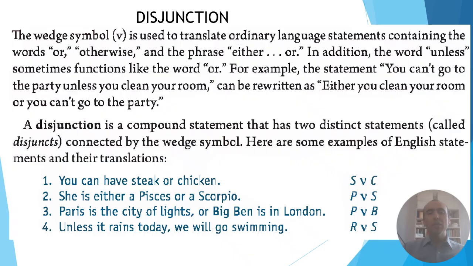She's either a Pisces or a Scorpio. P stands for she is a Pisces, and S stands for she is a Scorpio. Paris is the city of lights, or Big Ben is in London. P stands for Paris is the city of lights, and B stands for Big Ben is in London. Unless it rains today, we will go swimming. R stands for it rains today. S stands for we will go swimming.